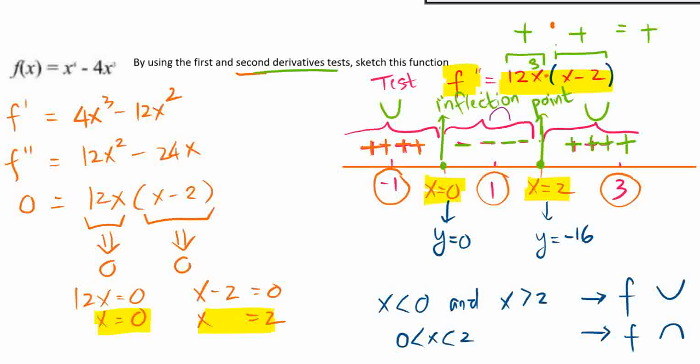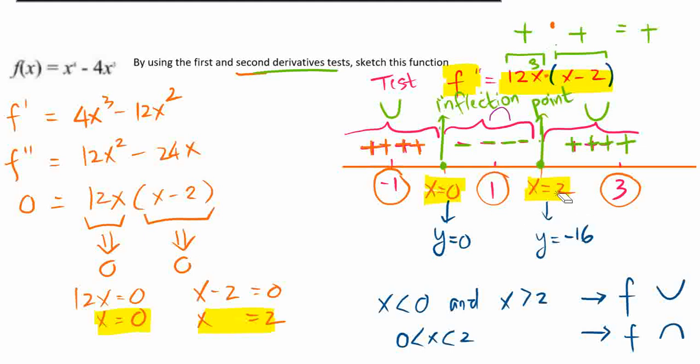Then we summarize this. For x smaller than 0 and x greater than 2, it is positive here. So we summarize this: for x smaller than 0 and x greater than 2, the function is concave up. And for x between 0 and 2, the function is concave down, with the points of inflection at x equals 0 and x equals 2.